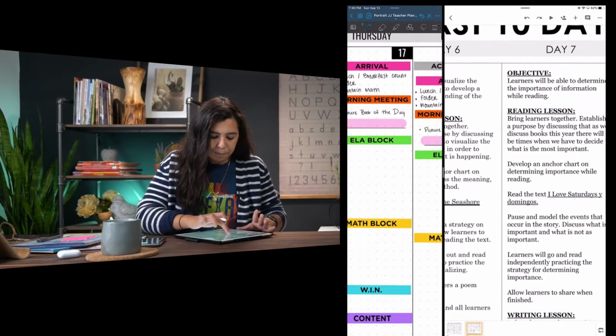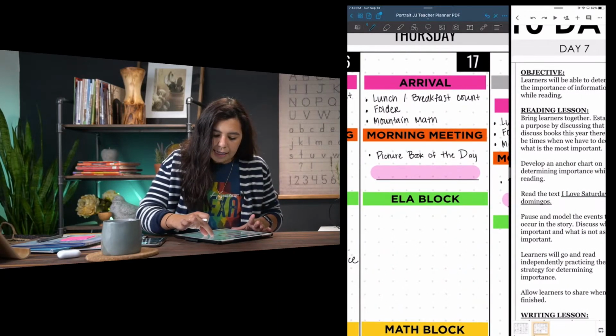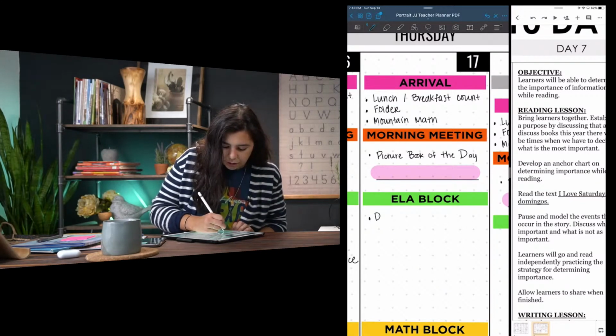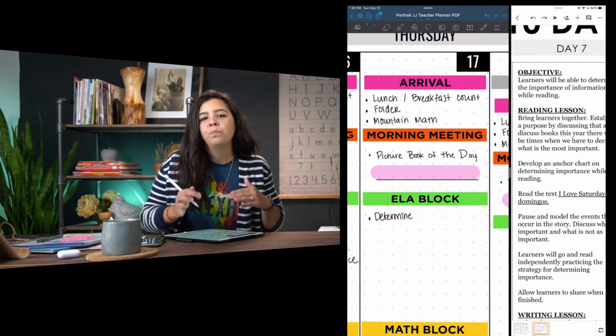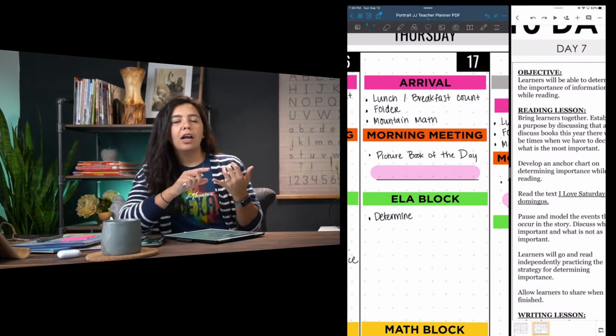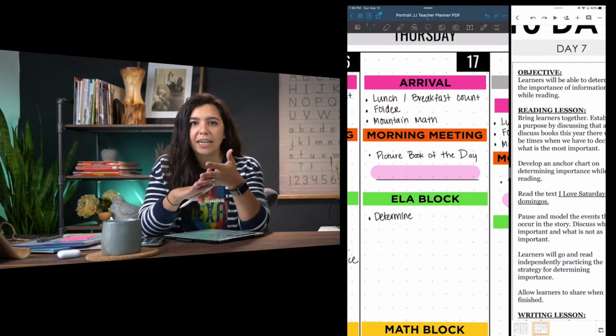Okay, so here we go. Let's go ahead and finish planning these ELA times. So Thursday, I said that I was going to go ahead and do determine the importance. And remember, guys, when I'm doing this, these are introductions, right? I'm just introducing this to them. We've been talking a lot about the differences between skills versus strategies.